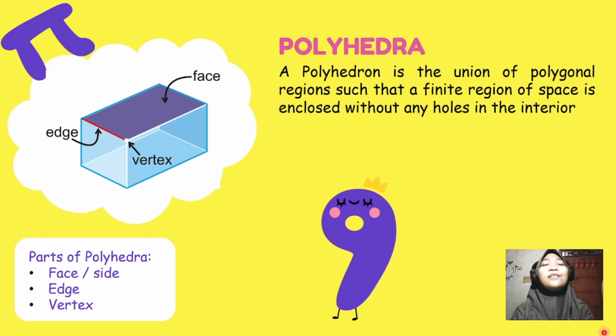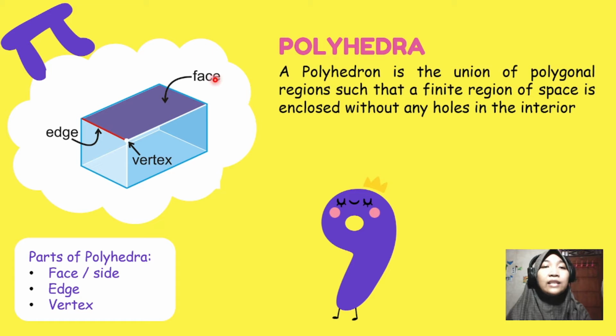The next slide is about polyhedra, or we can call it polyhedron. What do you think about polyhedron? A polyhedron is the union of polygonal regions such that a finite region of space is enclosed without any holes in the interior. There are three parts of polyhedrons.